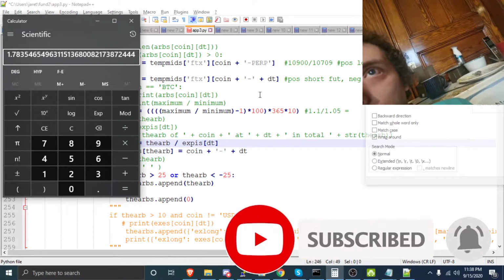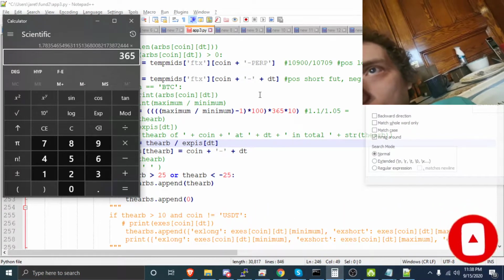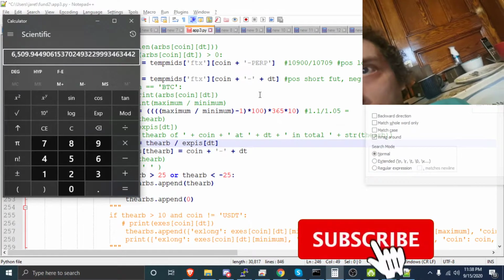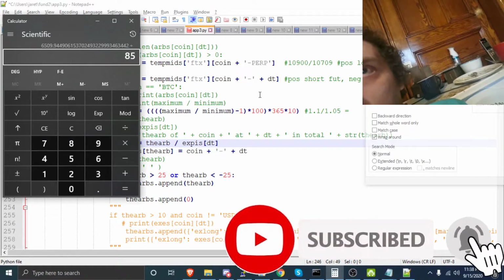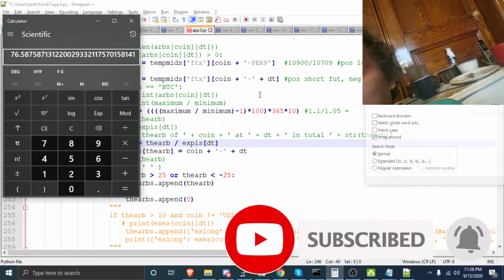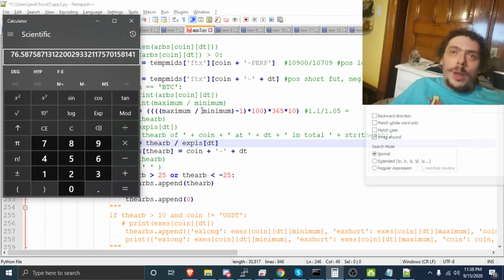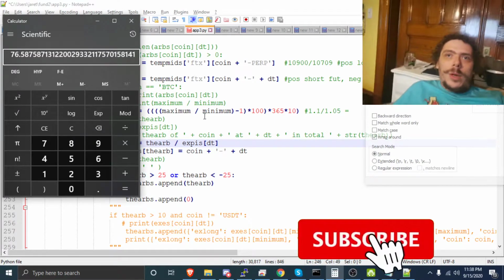So we multiply it out into a year, and then multiply by leverage, and then we divide by 85 days. And this is the annual percentage yield of these two Bitcoin contracts over the next 3 months.